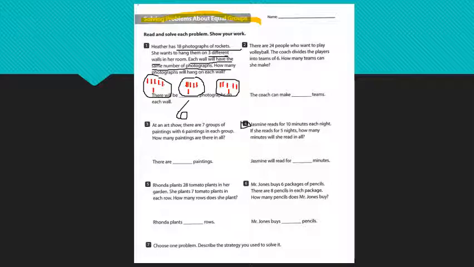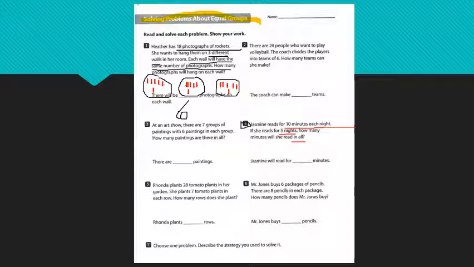Again, it says Jasmine reads for 10 minutes each night. If she reads for 5 nights, how many minutes will she read in all? We want to know the total number of minutes she'll read. Let's underline the important pieces of information. Jasmine reads for 10 minutes each night, and she reads for 5 nights. How many minutes will she read in all?